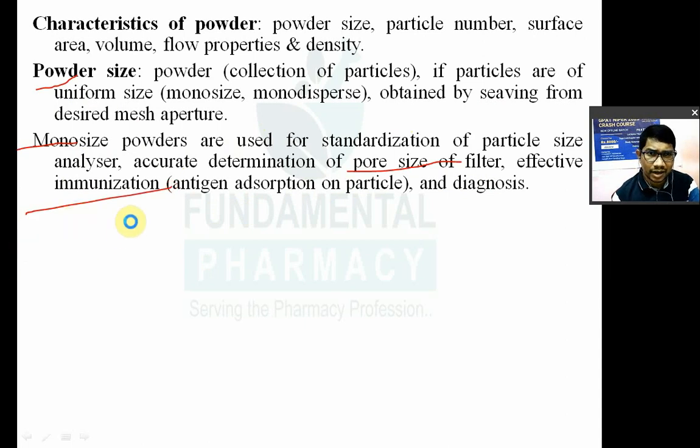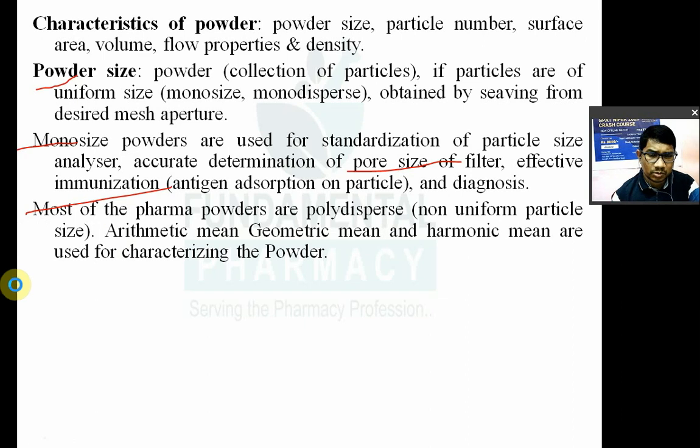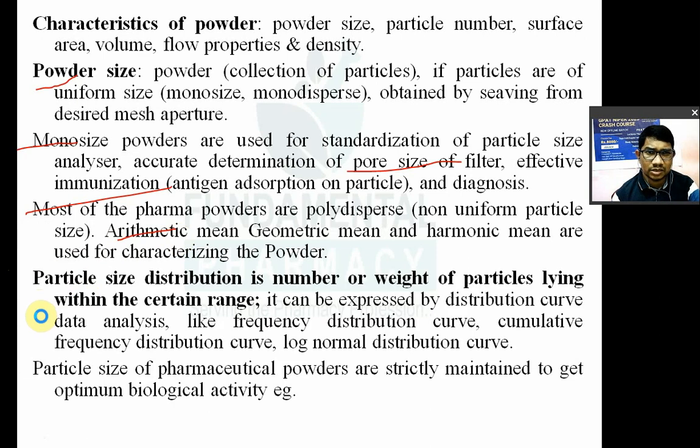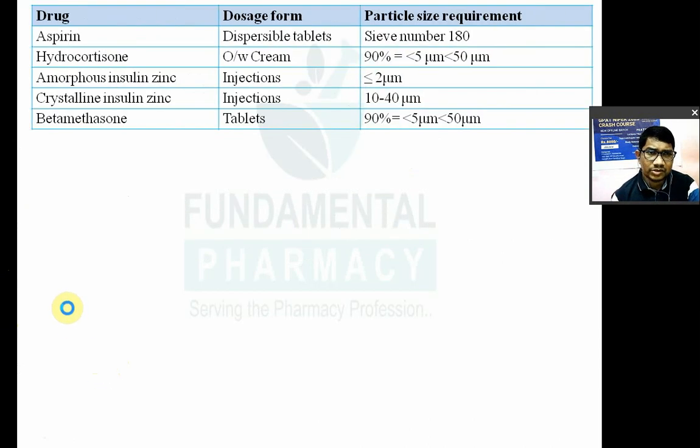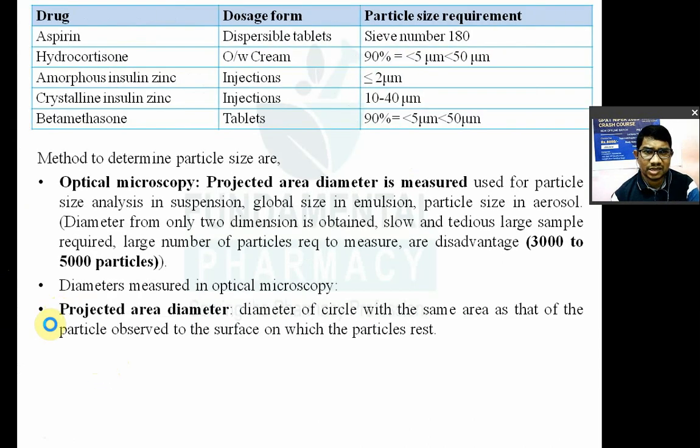Then most of the pharma powders are polydisperse, with non-uniform particle sizes. So to describe them, arithmetic mean, geometric mean, harmonic mean are used to characterize the powder. Particle size distribution is nothing but the number or weight of particles lying in a particular range. That is particle size distribution. We already covered this. We also saw these examples, the methods for determination of particle size.